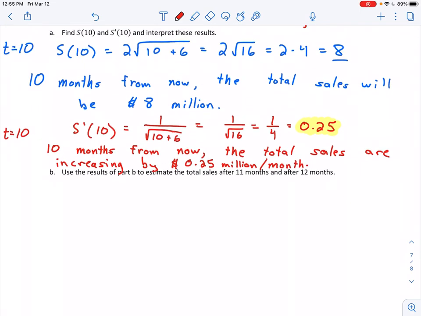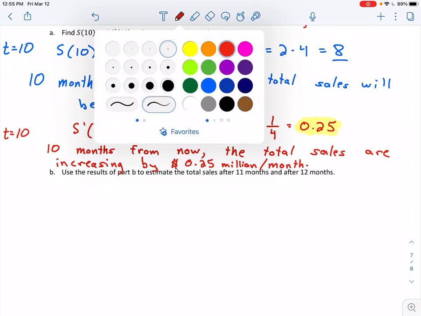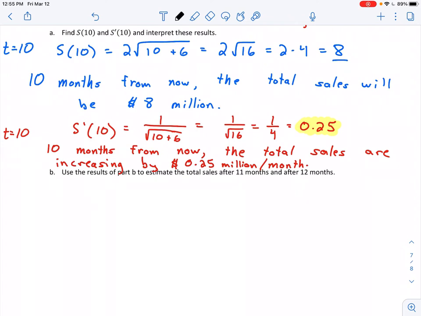and after 12 months. Well, in Part A, we said that after 10 months, we're starting off with $8 million in sales. But by our interpretation of the derivative, we said those sales were increasing by $0.25 million per month. So each month, my total sales are going to go up by the $0.25 million.